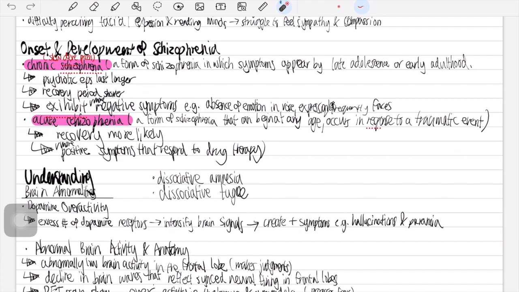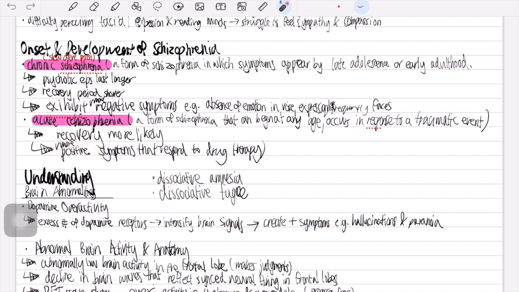On the other hand, acute schizophrenia is a form of schizophrenia that can begin at any age, and it is usually a response to a traumatic event. So, unlike chronic schizophrenia, it occurs at any age and is usually a response to a traumatic event. And fortunately, for acute schizophrenia, recovery is much more likely, and there are more positive symptoms that respond to drug therapy. So it is more curable through drugs.